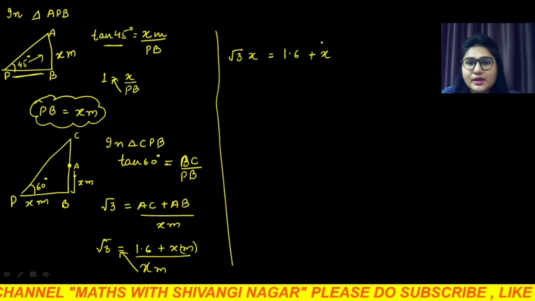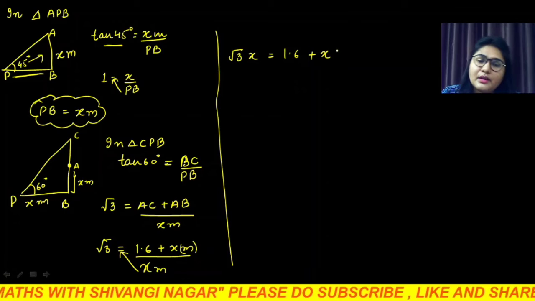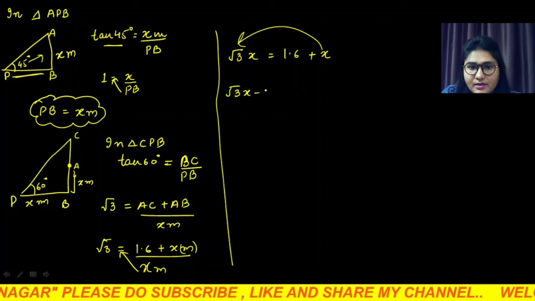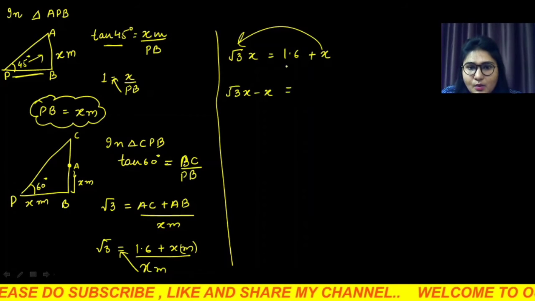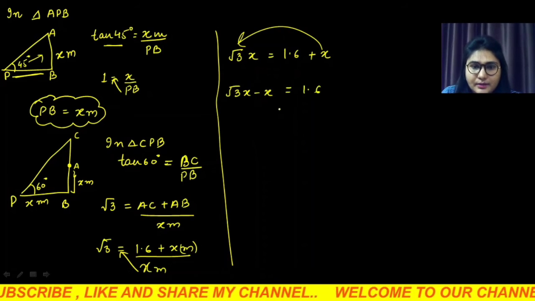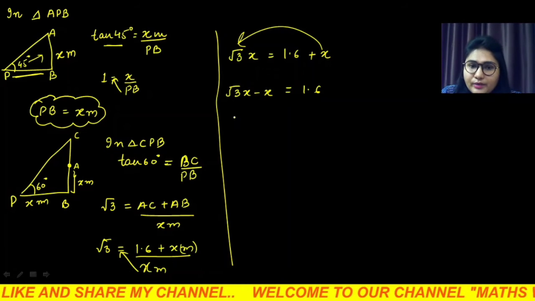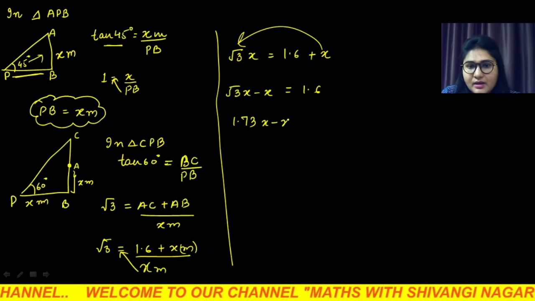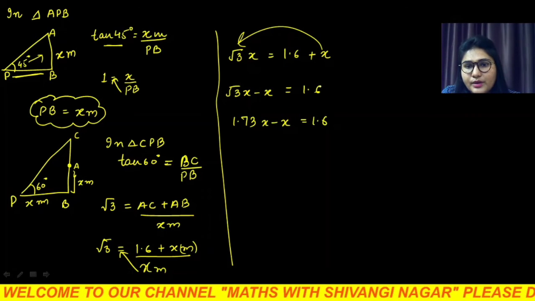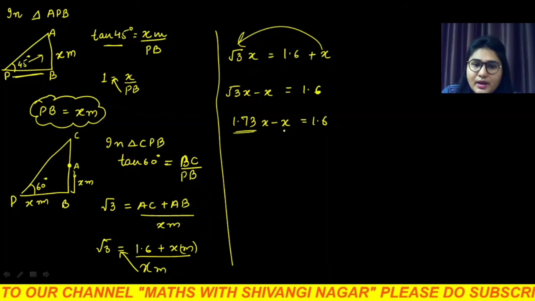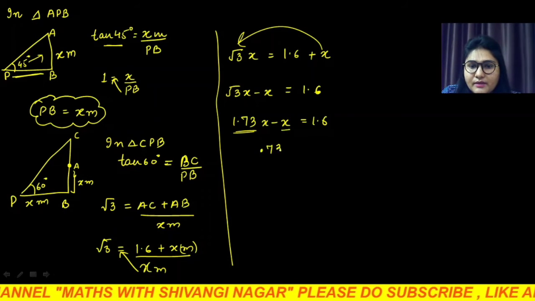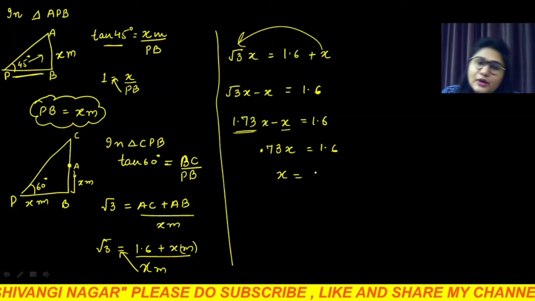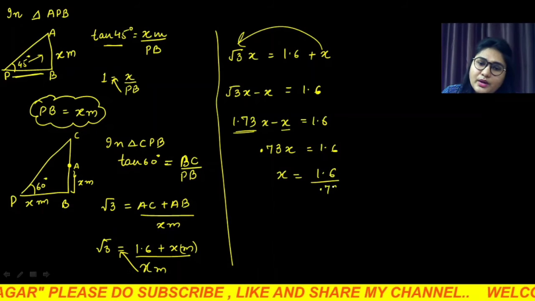Now shift the other terms to the same side. So x we will place on the left hand side, transposing it. So this becomes root 3 x minus x is equal to 1.6. Then what is root over 3? If we write it up to 2 decimals, it is 1.73 x minus x is equal to 1.6. Now 1.73 x minus x is 0.73 x is equal to 1.6. So the value of x here is 1.6 upon 0.73.